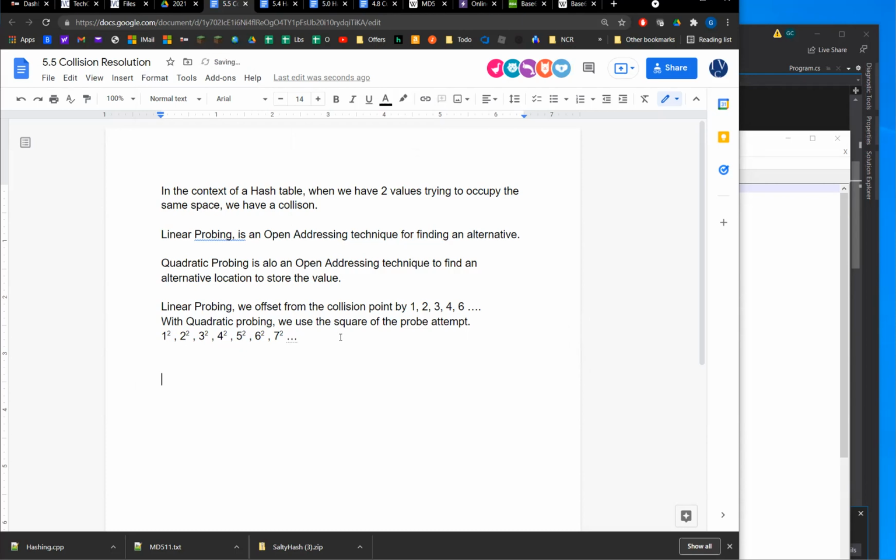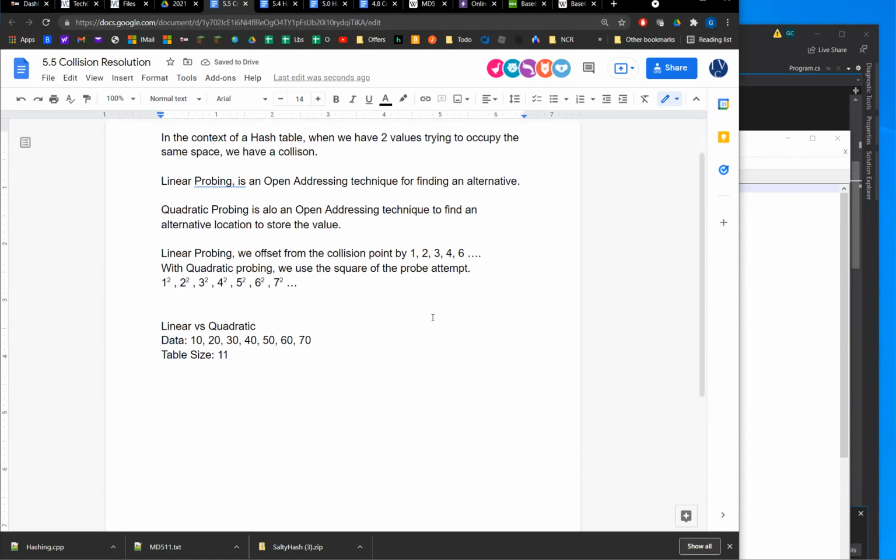So let's go ahead and do some linear versus quadratic. And so our data will be sequence numbers to start, 10 through 70. Table size, let's go ahead and have it be 7. Yeah, it's a little bit too small. Let's make it 11.